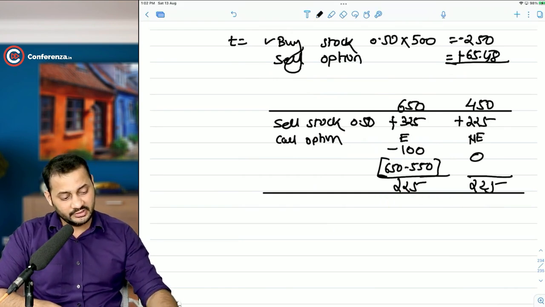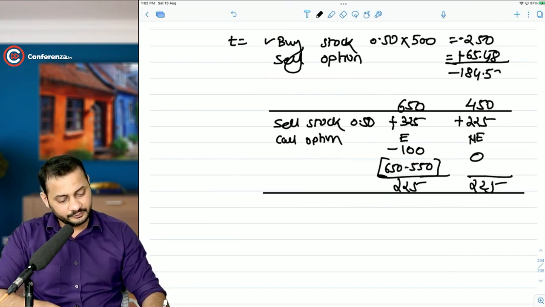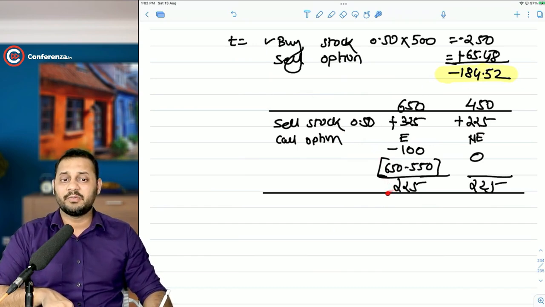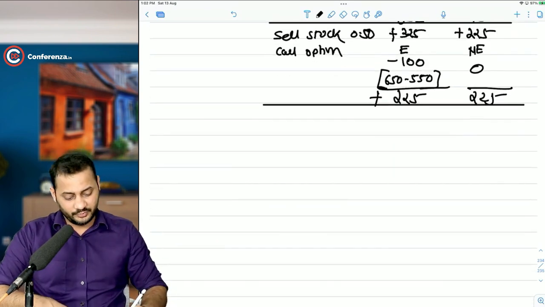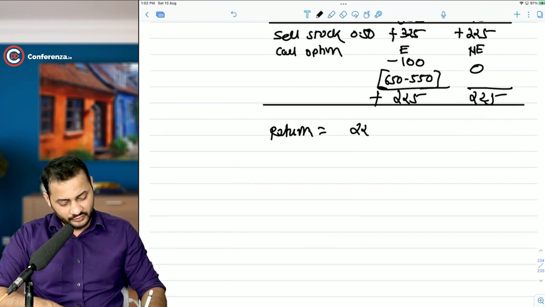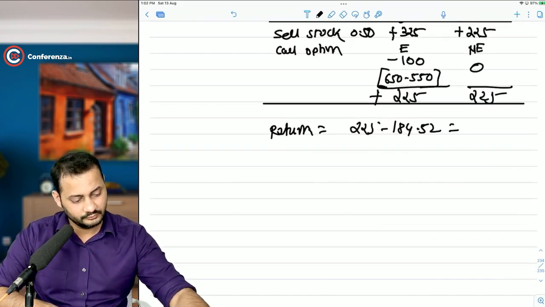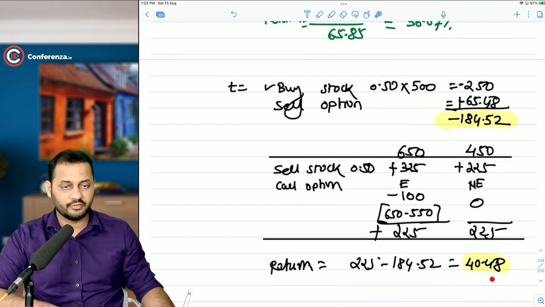And what was the investment in the beginning? 250 minus 65.48. So the investment in the beginning was 184.52. At the investment of 184.52 in the beginning, you made sure that the cash inflow at expiry is 225. So the profit is for sure. Now you can clearly see there is a difference in these two prices, and this is nothing but the profit to you. What is the profit? Return: 225 minus 184.52. That's 40 rupees 48 paisa. You ensured in the beginning itself that your profit will be 40.48.